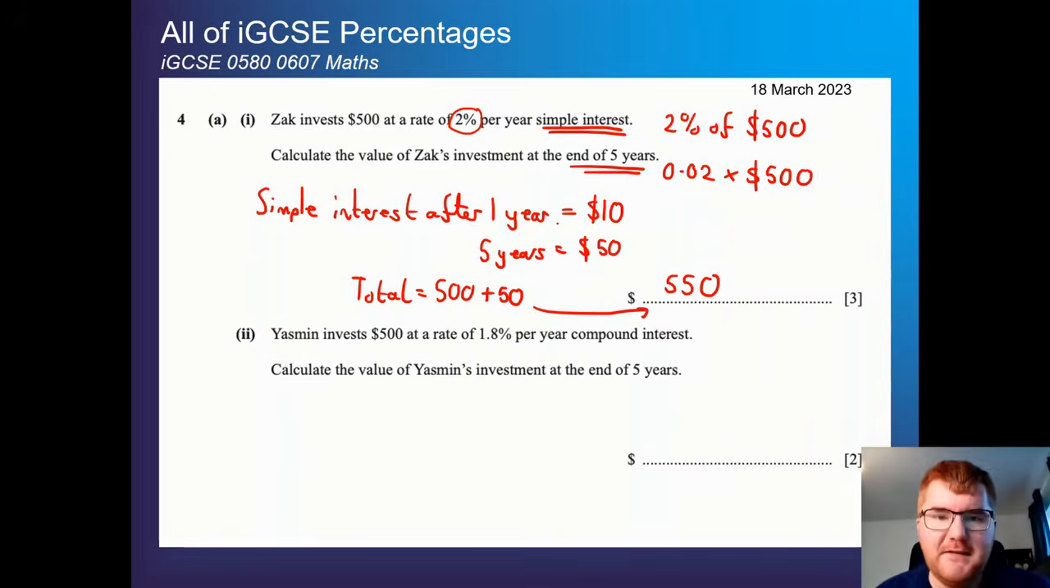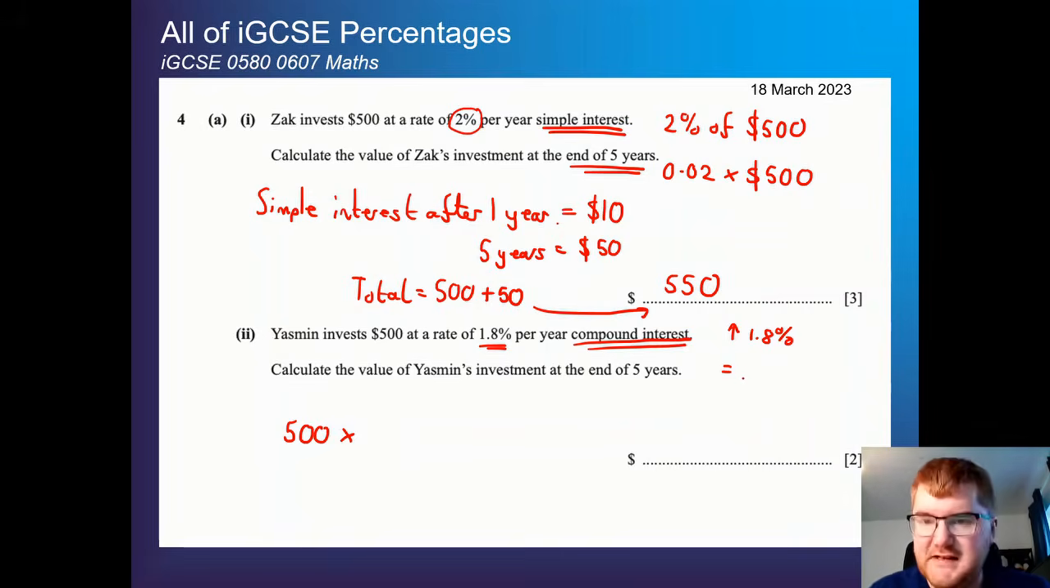Now Yasmin, however, invested at 1.8% compound interest, which is worth reading, and we want the value of the investment at the end of 5 years. So again, knowing this formula is really, really important because it's not on the formula sheet. So we have 500. Now we want the multiplier when increasing by 1.8%. So increasing by 1.8%, we're adding it to 100%. That gives us 101.8%. Too many percentages. There we are. If we divide by 100, then this gives us 1.018.